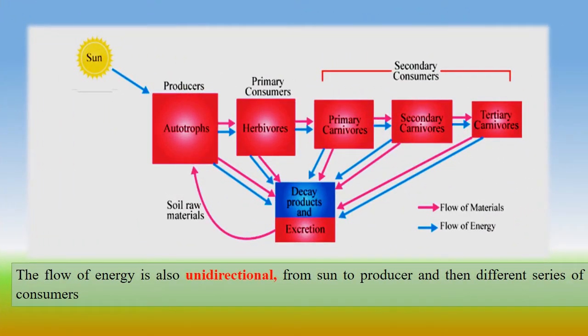Well, dear friends, have a look at this picture. It is clearly indicated that there is a sun which gives energy to the autotrophs, and there are two types of arrows, one pink and the other blue. The pink one depicts the flow of materials, and the blue one depicts the flow of energy from autotrophs to herbivores, primary carnivores, secondary, tertiary, and finally dead and decay.